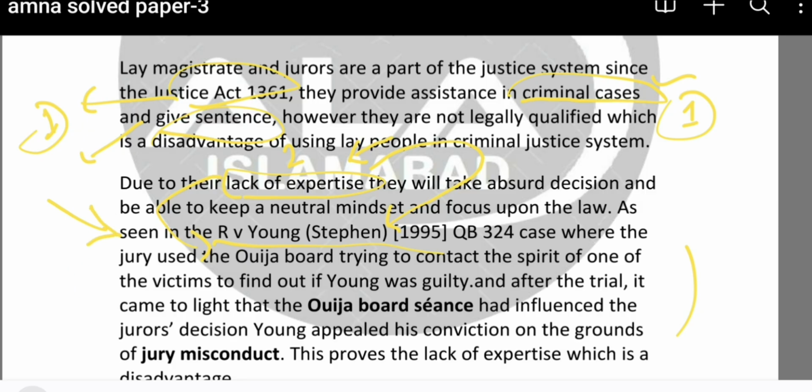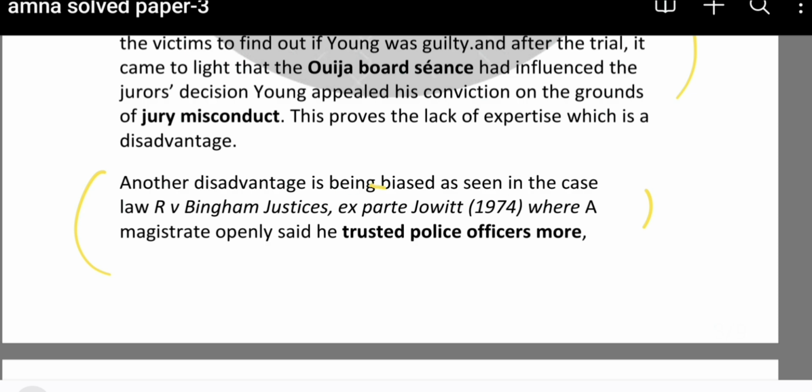Whenever you're trying to write your answer, make sure that when you're adding a case, that case should relate to the paragraph. Suppose you're writing about lack of expertise, you should mention the same case that will relate with that disadvantage, right? The same way, if you're talking about bias, you should mention the same case that relates to the disadvantage.